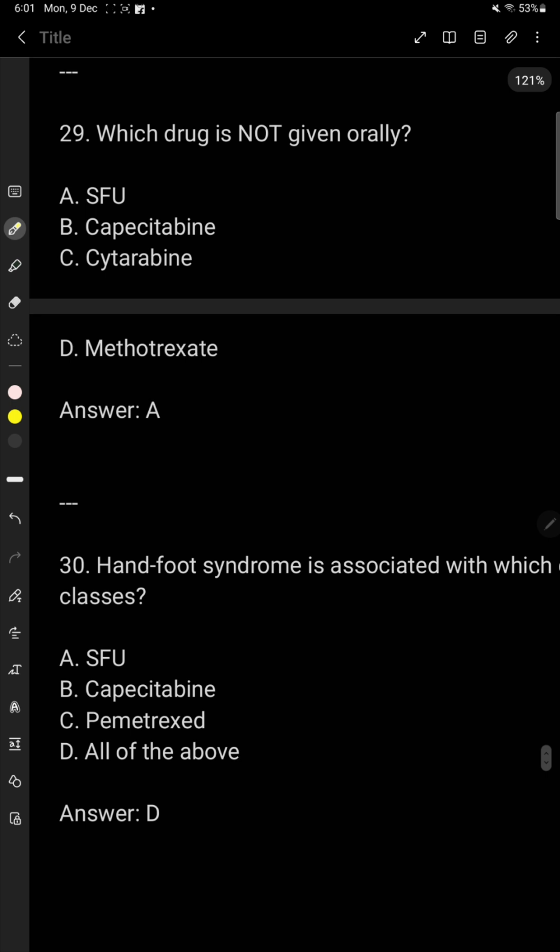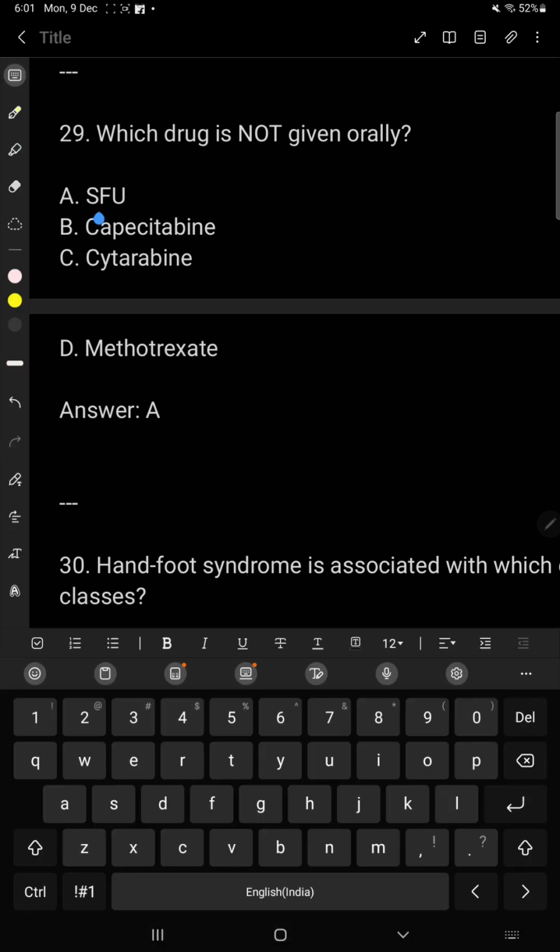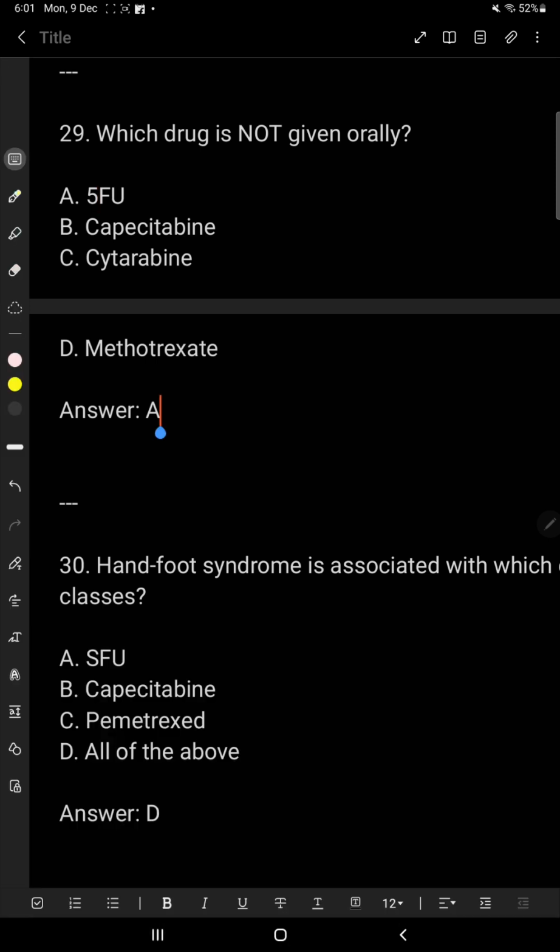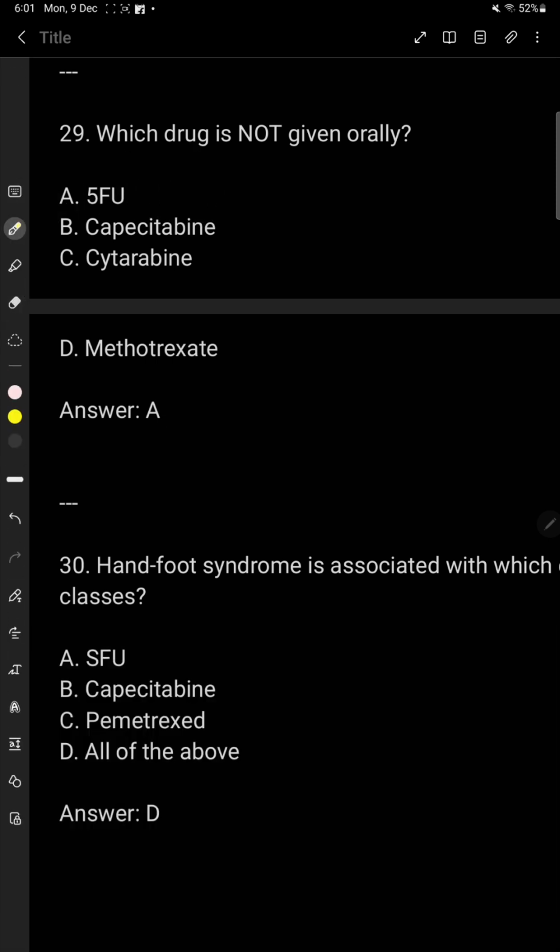Which drug is not given orally? So 5-fluorouracil is not given orally. Why? Because it is rapidly degraded by the enzyme dihydropyrimidine dehydrogenase. Okay. So 5-fluorouracil is not given orally because it is rapidly degraded by dihydropyrimidine dehydrogenase.